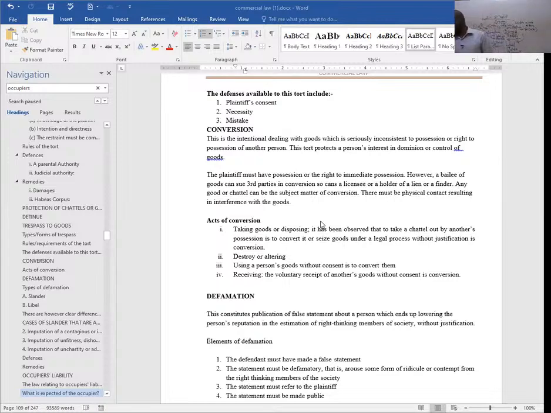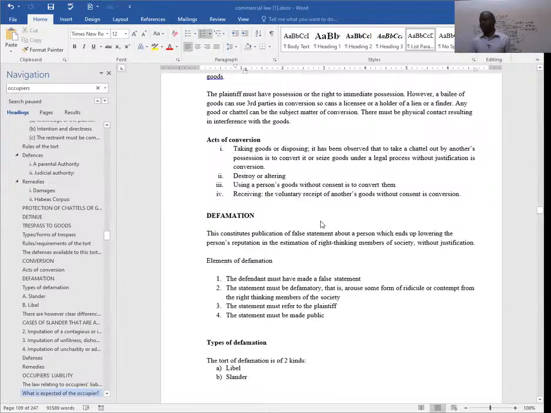Then the statement must be made in public. It should be made in public, either in a publication or just by word of mouth. So if those elements are present with regard to a particular statement, then one can be accused of defamation. That's what we mean by defamation in a nutshell, or in simple terms.